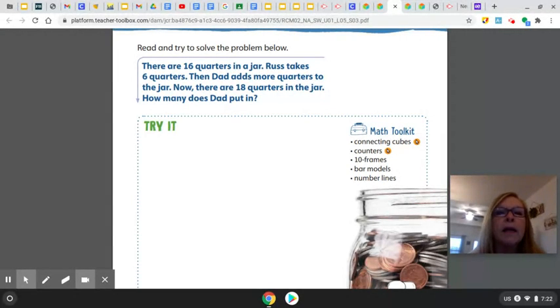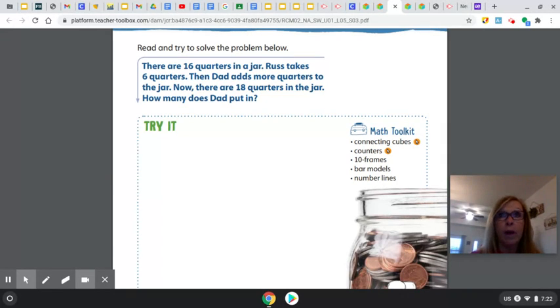So the problem says there are 16 quarters in a jar. Now, if I were doing this, I would probably write that number on my paper. I'd have some scrap paper or a board or something. So I'll start again. There are 16 quarters in a jar. Russ takes 6 quarters. Okay, so that's going to be my first step. Then Dad adds more quarters to the jar. Now there are 18 quarters in the jar. How many does Dad put in?